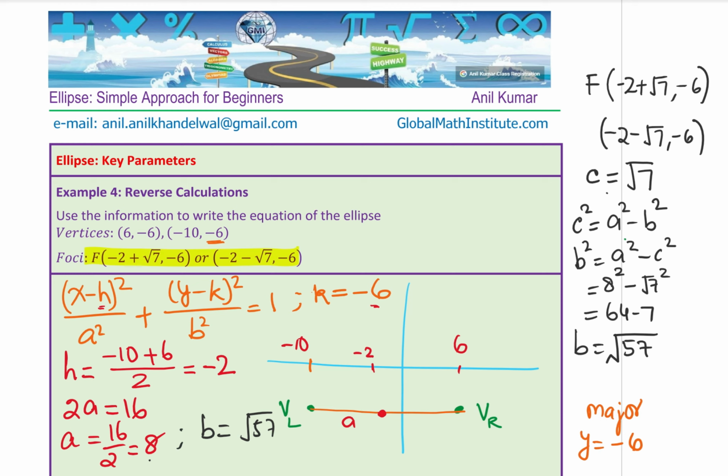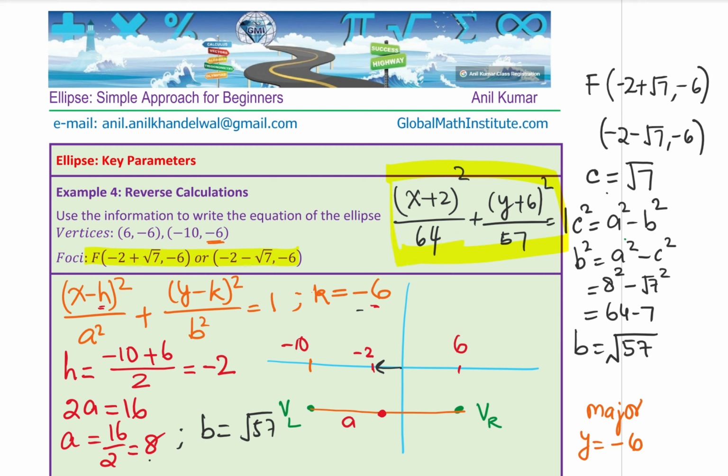Now we have our equation. So the equation is x minus h, which is minus 2. It moved left by 2 units, correct? And so it will be written as x plus 2 whole square over the value of a square, which is 8 square, which is 64, plus y, and y has moved 6 units down, that is the k value, so it will be plus 6 whole square divided by b square, which is 57, and all this is equal to 1. Is that clear to you? So that becomes the equation from the given condition. So that is how you can get all your points.